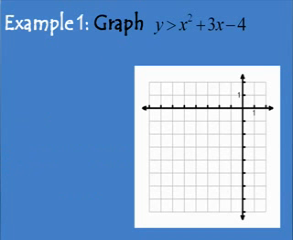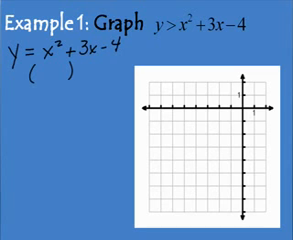Here's my first example. I want to graph the inequality y is greater than x squared plus 3x minus 4. So again, you can graph this using any of the previous methods that we've taught you. I think this one I'm going to factor it. So I'd have y, I'm just going to pretend like it's an equals x squared plus 3x minus 4.